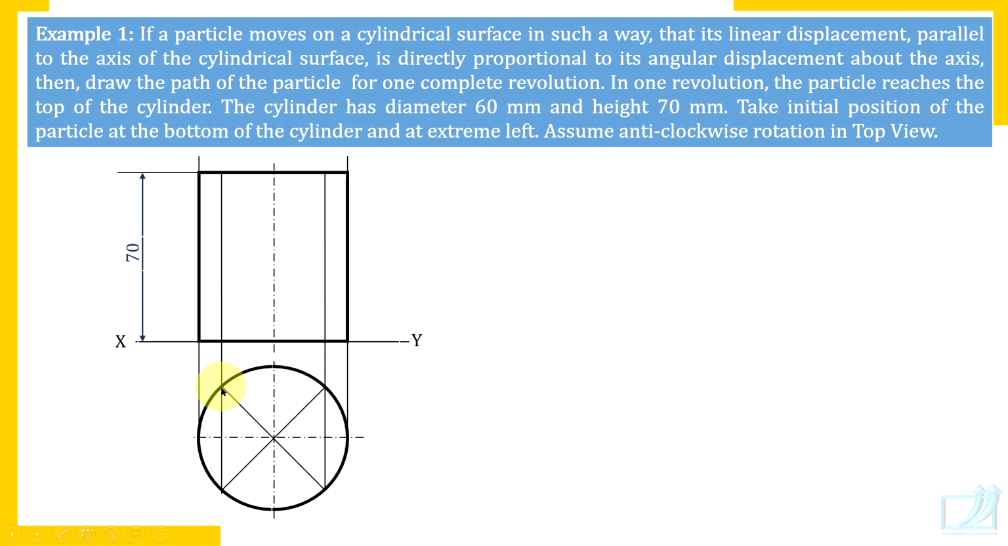Now here also, from this point, this vertical generator. From this point, this vertical generator. And from this point, it is an end generator only. So as usual, draw front view and top view of the cylinder.